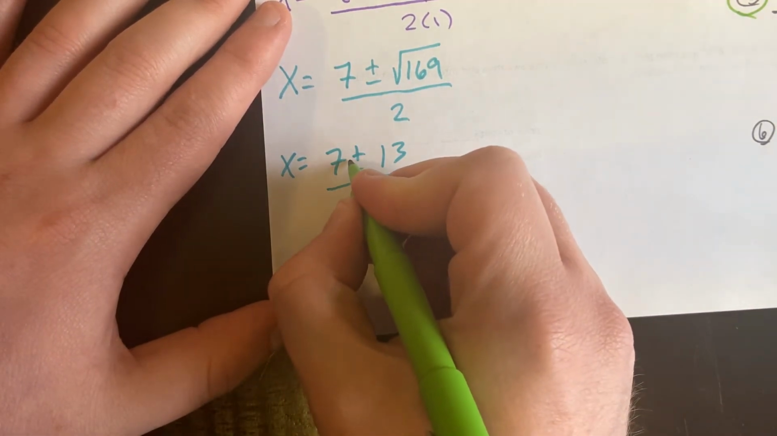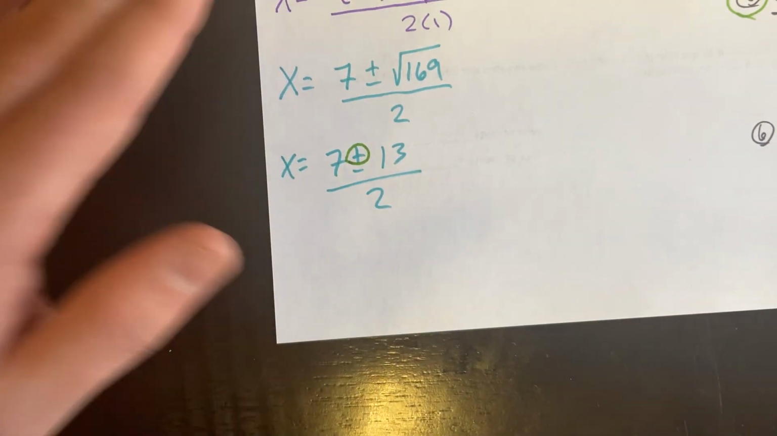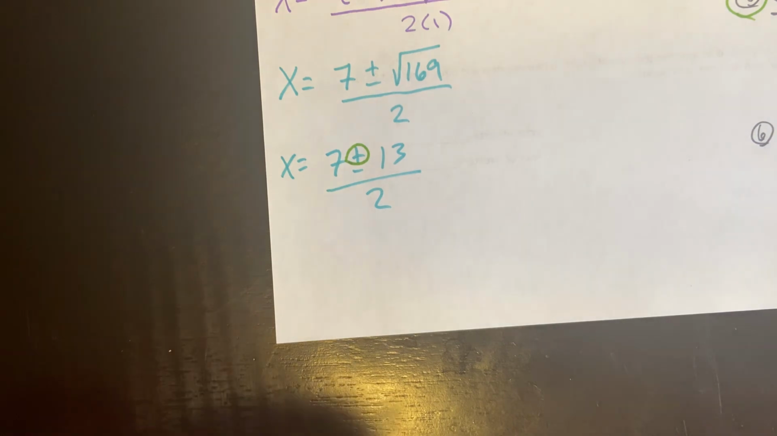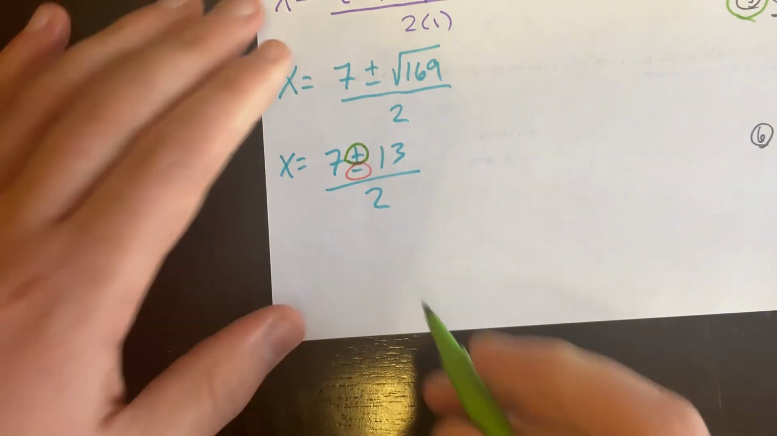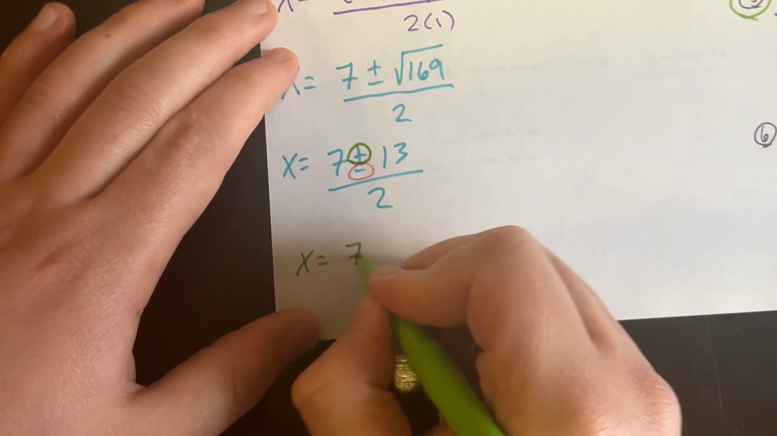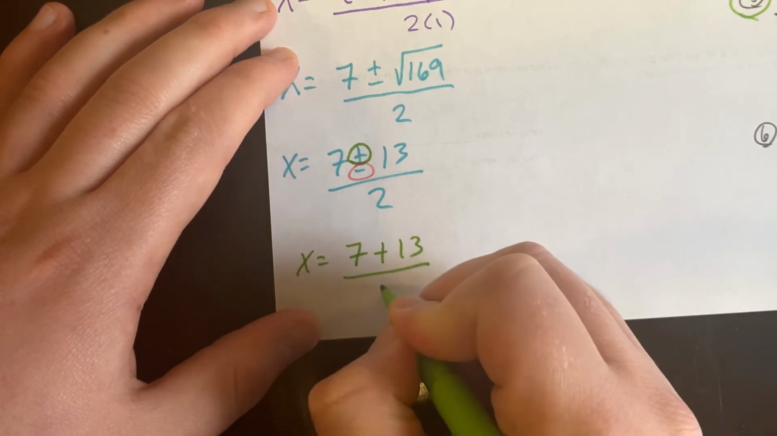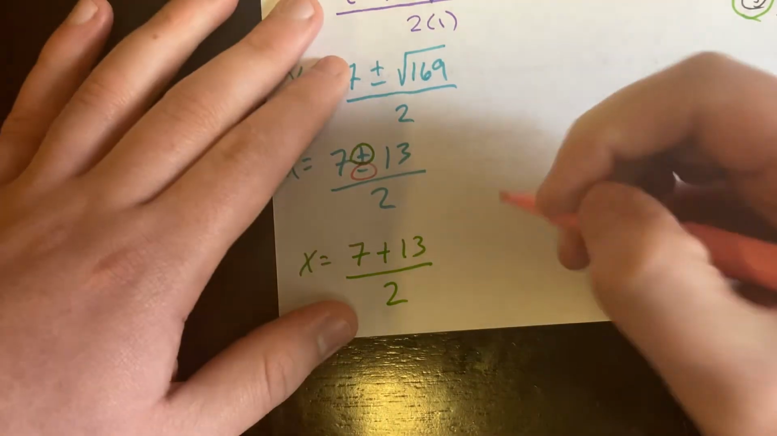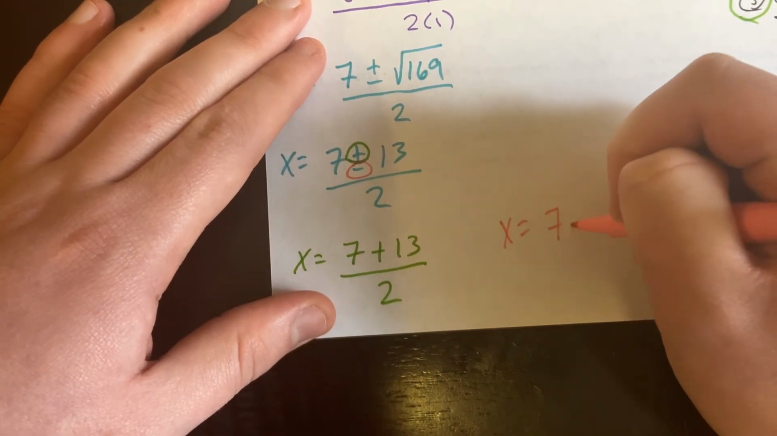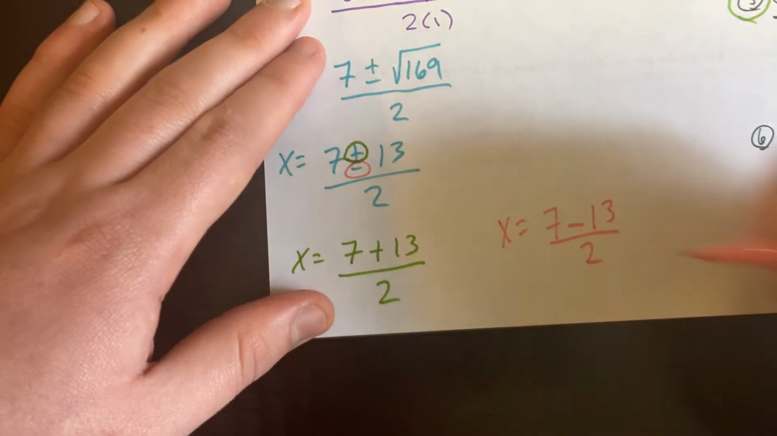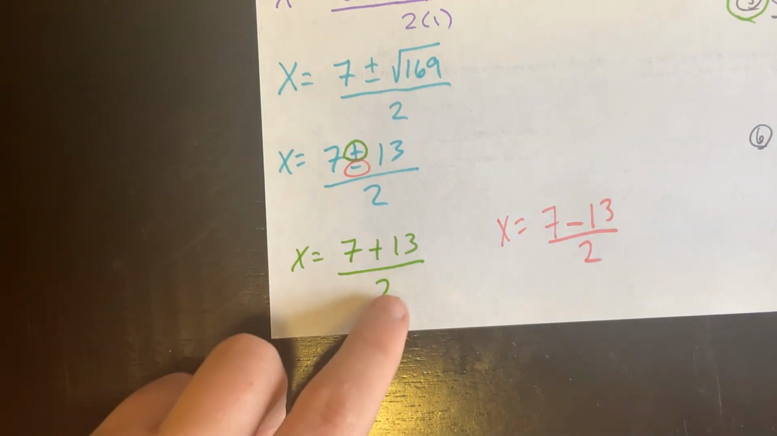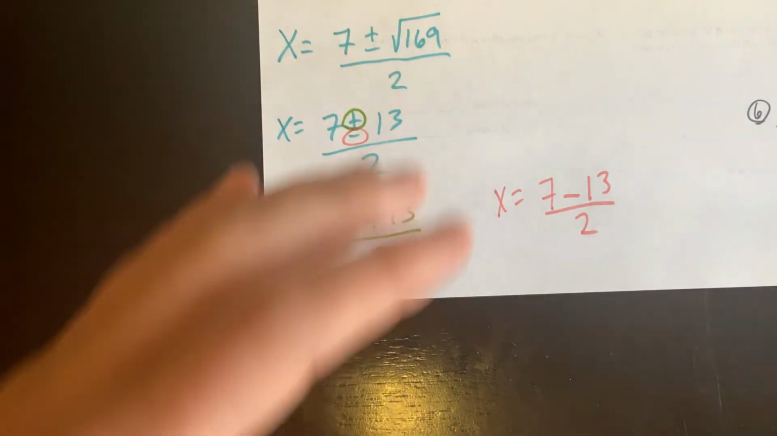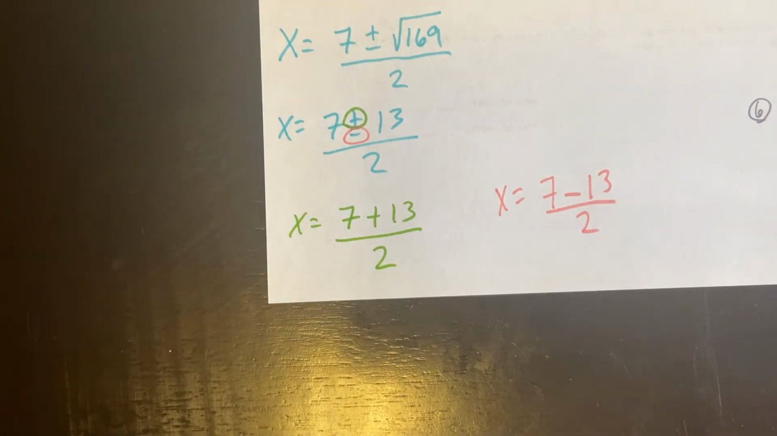Okay, so I'm going to do the positive case in this green, and I'm going to do the negative case in this pink. Okay, so the positive case, x is equal to 7 plus 13 over 2. In the negative case, x equals 7 minus 13 over 2. Okay, so again, instead of breaking these things apart in the very beginning and having to do all these operations twice, we just wait till the very end to separate those positive and negative cases, okay?